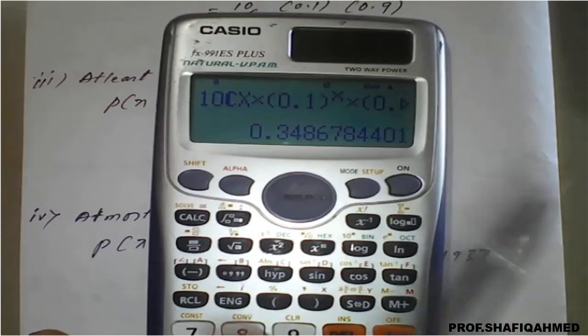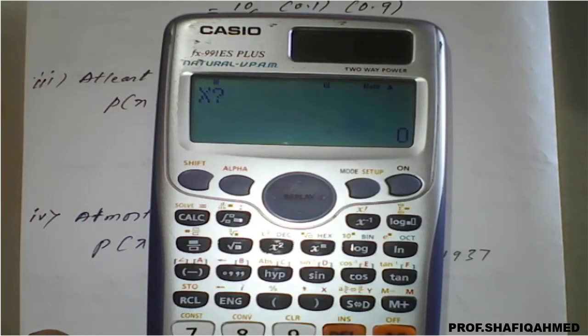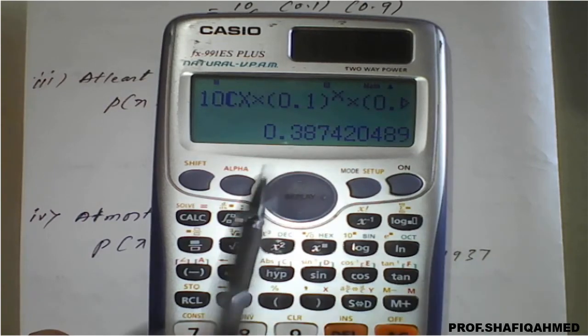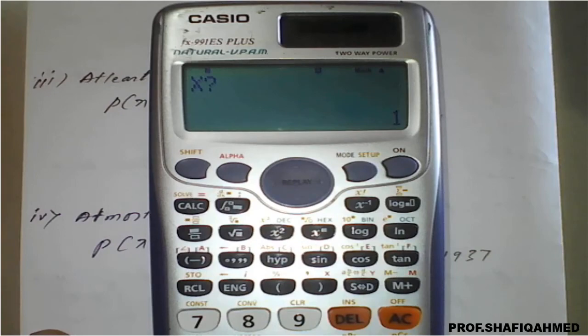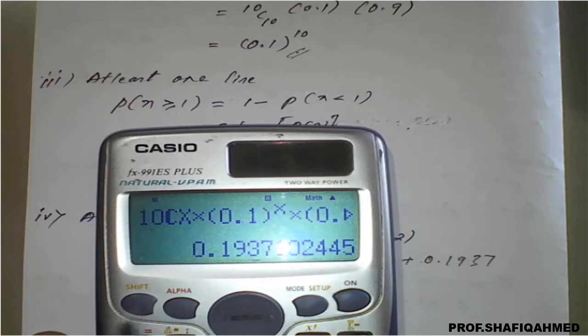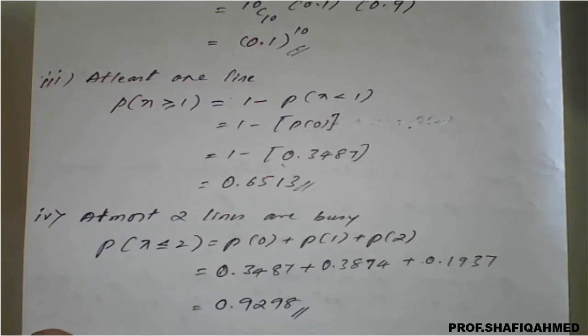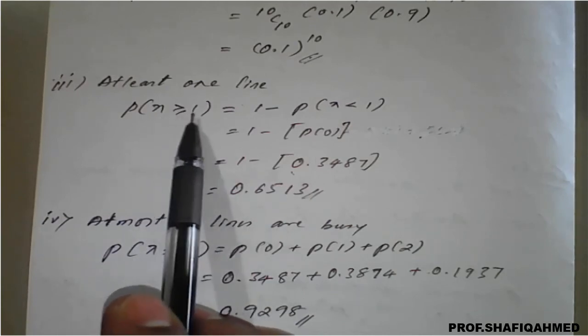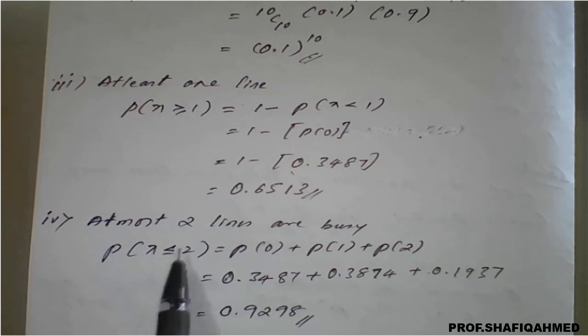So which one have I taken here? Second answer, calc option: when you put x as 1, you will get the second answer as 0.3874. Next, calc option, when x is equal to 2, we will get the answer as 0.1937. Using this, you can use the results directly, and if you add all these, you will get 0.9298. This is the required result. So remember, at least will be greater than or equal to the value they say, and at most means less than or equal to.